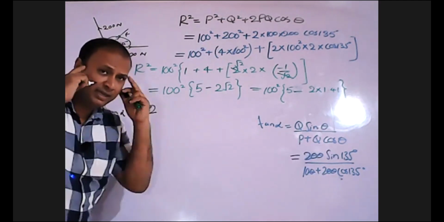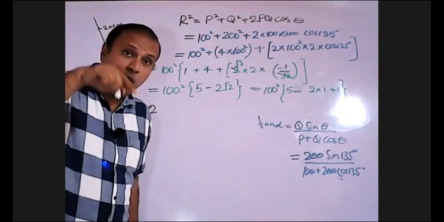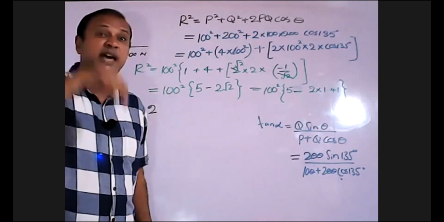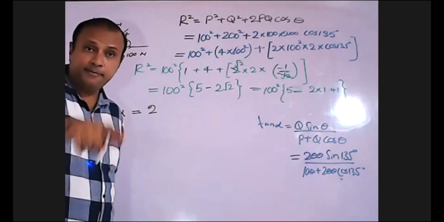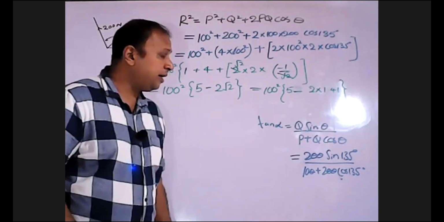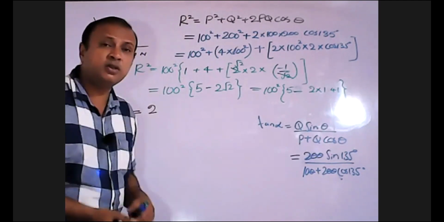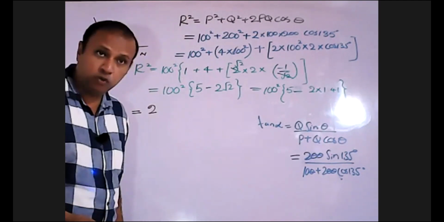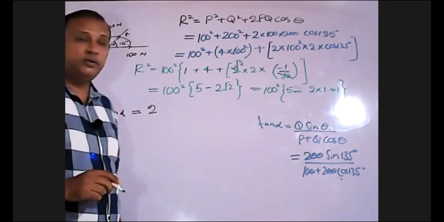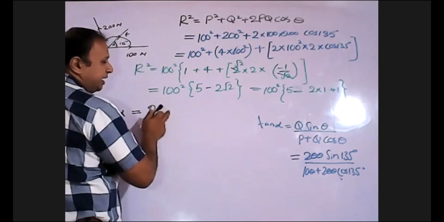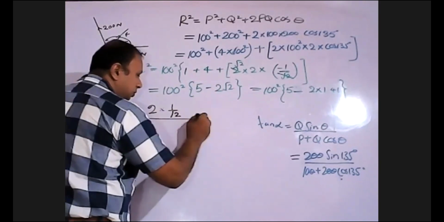Sin 135, you can take it in your mind. 135 means 180 minus 45. That means sin 135 is equal to sin 45. Then check which quadrant this angle belongs to. It belongs to Q2, quadrant 2. Therefore, the sine values are positive in quadrant 2. Therefore, this is equal to sin 45. The sin 45 means 1 over root 2.